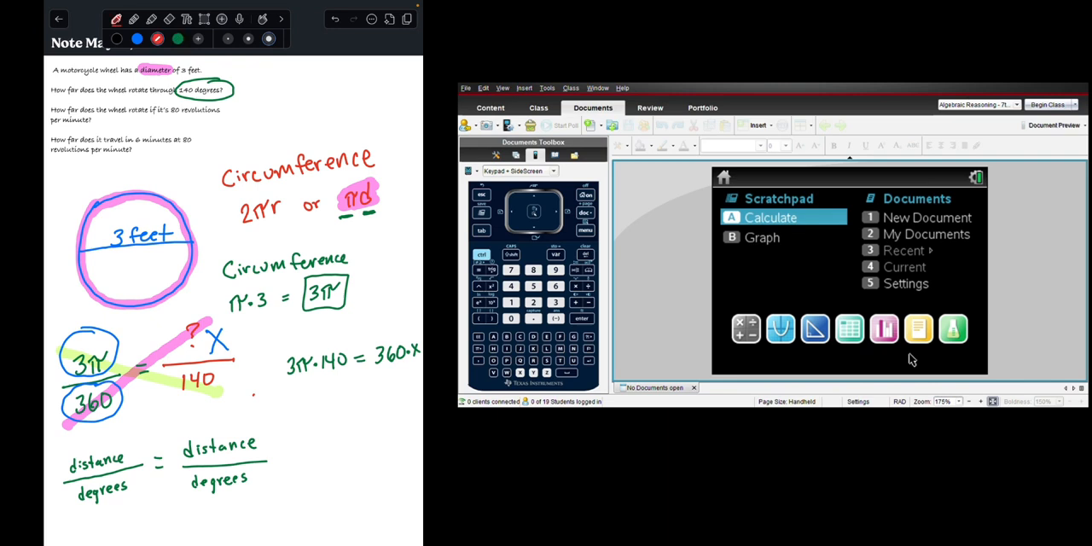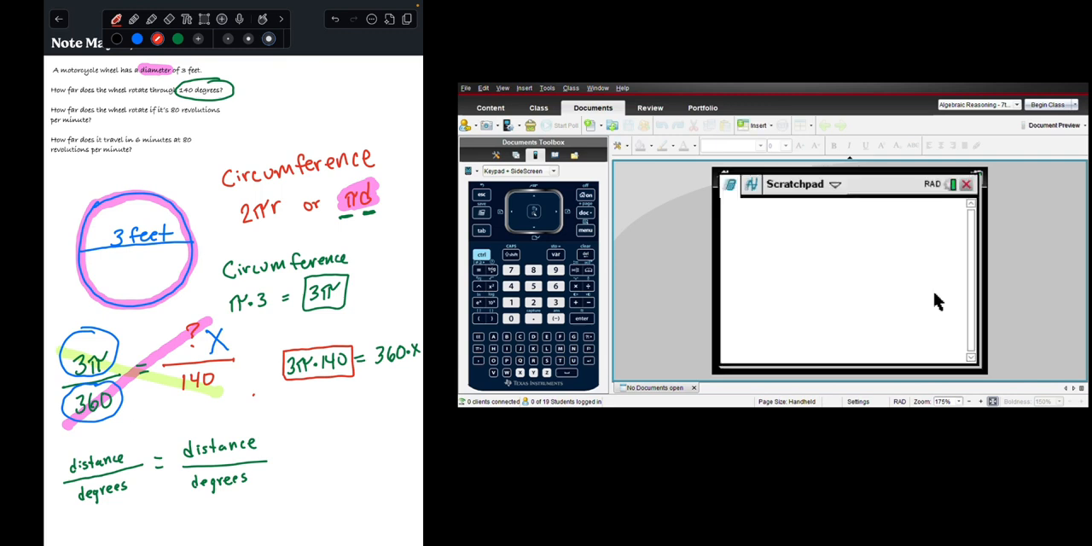So what I'm going to do here is first multiply these two things out right here. I'm going to go to the calculator and open up the calculate tab, okay? So I'm going to type in 3, then on the bottom left, it's going to have that pi symbol, okay? So I'm going to put 3 times pi times 140, okay? Now I'm going to hit enter so I can calculate that side, okay? So that's going to be 1319.47. I'm not going to mess with it there, but I know 1319.47 is equal to 360 times x.